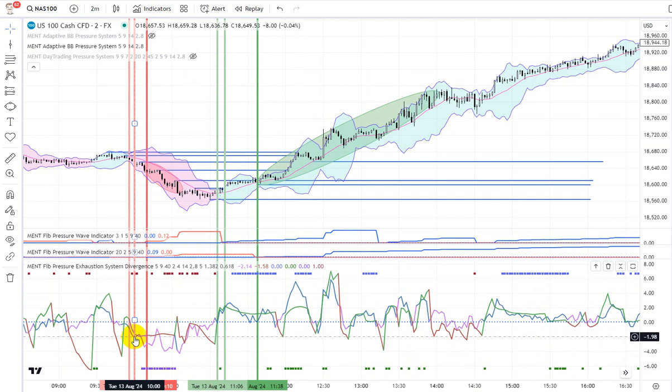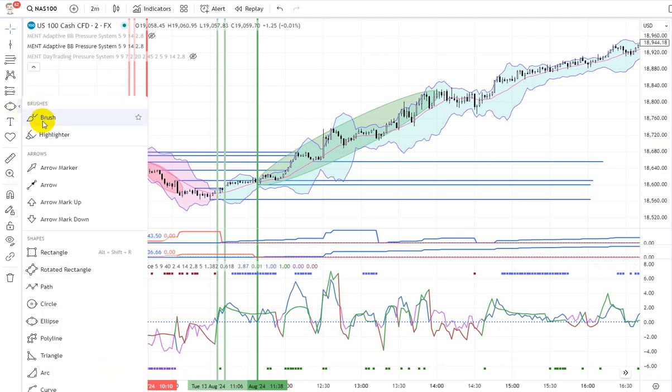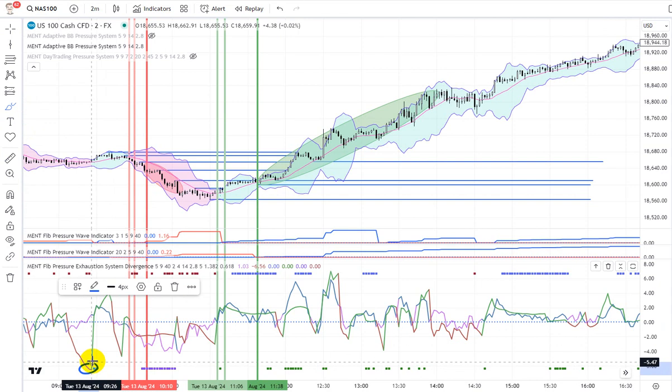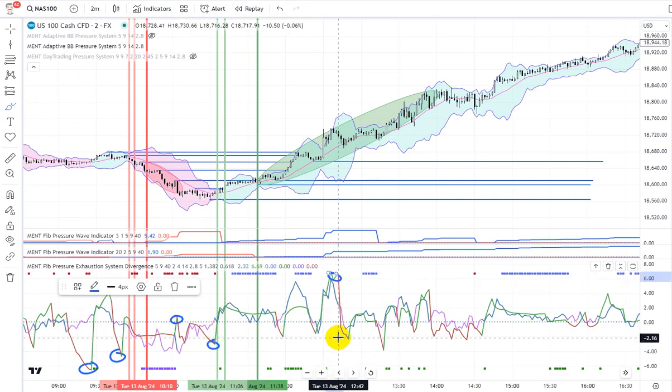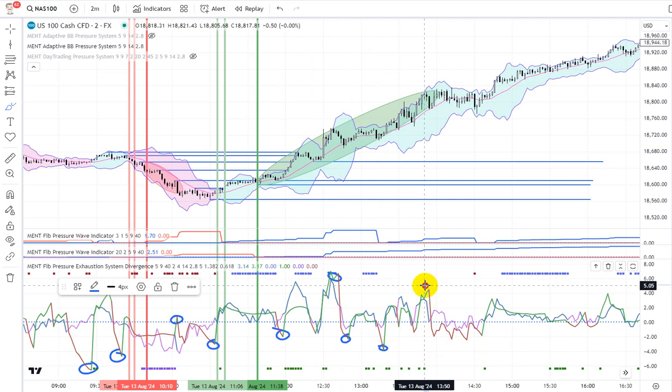So the purple line is the pressure system, and the red and green line is what's called the accumulated pressure system. Now, as I teach you, these little areas here are what I call flash trends. When the accumulated pressure system begins to react quicker than the actual pressure code, like right here, these are what I call flash trends. Here's another one right here.